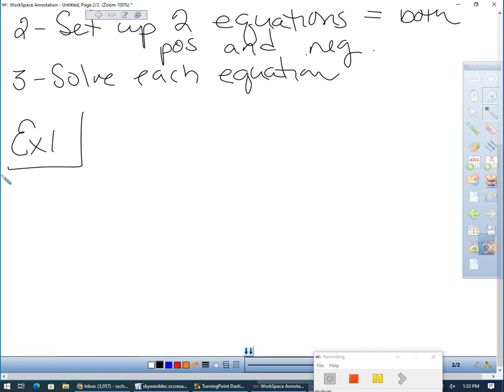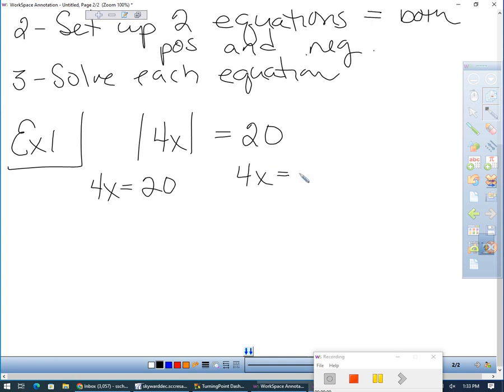All right. Let's say we have the absolute value of 4x is equal to 20. First, is that absolute value by itself? Yes. It's all by itself on the one side. So now we're going to set it up into 2 separate equations. We have 4x equals 20, and we can say 4x equals negative 20. Now, I personally like to put my negative on this side, but it doesn't matter as long as you solve both of them where you pay attention to which one's where.